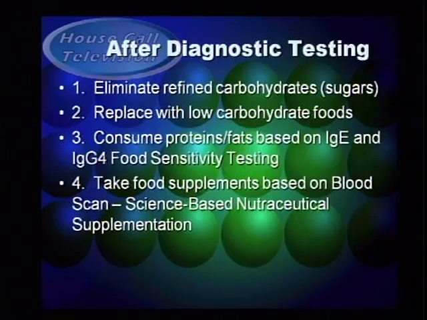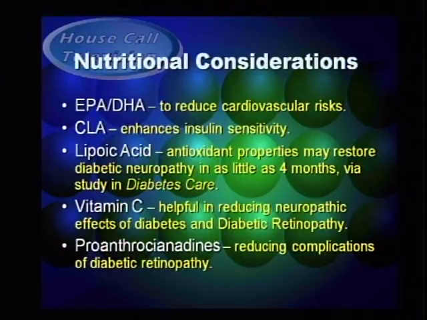So one of the things that they might also do is to take food supplements based on blood scans, because that gives us a science-based nutraceutical supplementation regimen for which they should take. It's not just our suggestion, it's what your blood test says that you should be taking for you individually. Now, nutritional considerations might be that you might need to take some EPA-DHA, which is actually essential fatty acids, which will help to reduce cardiovascular risks.